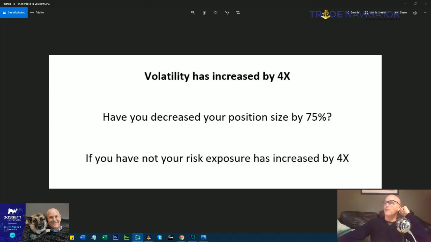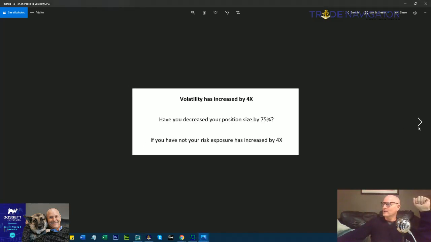So volatility has increased four times over what it was a few months ago. Have you decreased your position size by 75%? If you have not, your risk exposure has increased by 4 times. So in the past, if you used a 400 share position size and now you're still using a 400 share position size while volatility has increased by 4 times, you have 4 times the risk that you had when volatility was low. So something to keep in mind, right? Let's take a look over here.